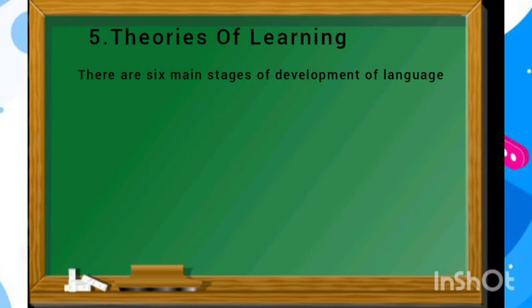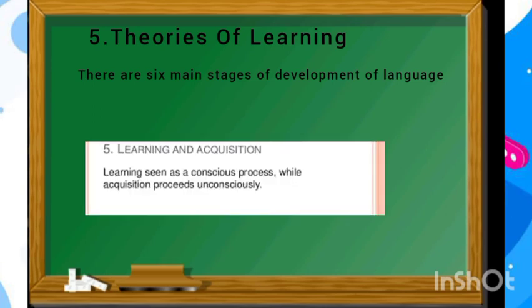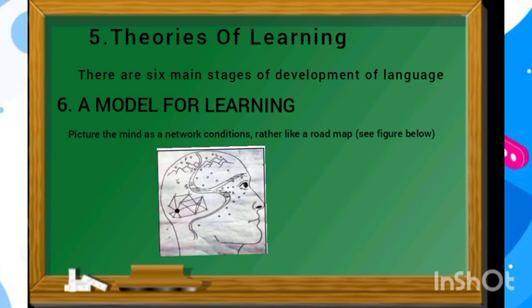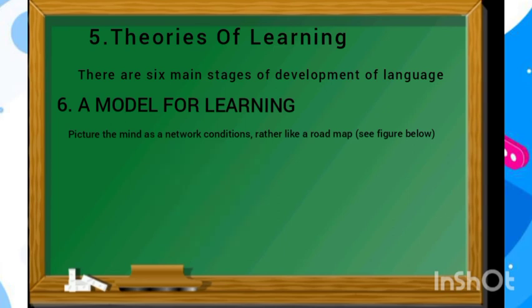Learning and acquisition. Learning is seen as a conscious process, while acquisition is an unconscious process. A model for learning. Picture the mind as a network of conditions, rather like a rough map. See the figure below.